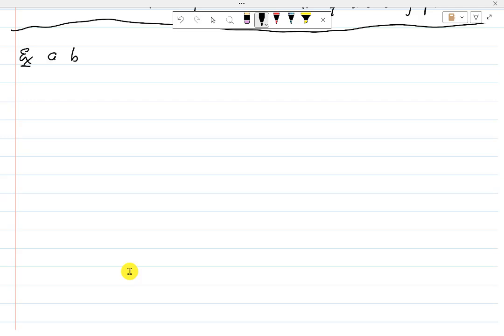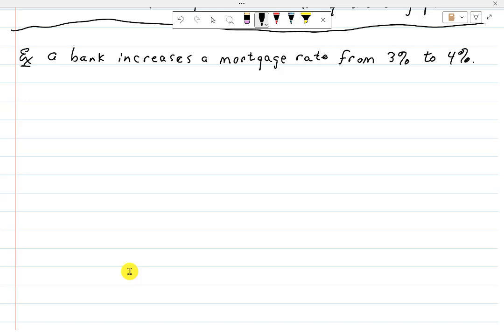A bank increases a mortgage rate from 3% to 4%. What is the relative change? So by what percentage did it change in value?